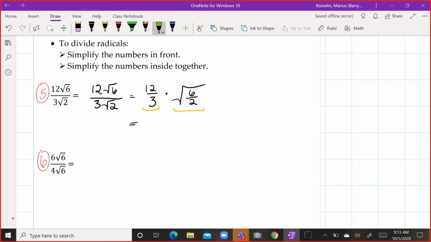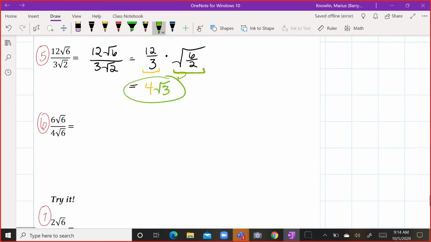So when we simplify the 12 divided by 3, that's going to give us 4. And when we simplify 6 divided by 2, that's going to give us the square root of 3 for that final answer there, that expression. And that would be it. So let's take a look at number 6. We're going to follow that same method there. 6 square root 6 divided by 4 square root 6.